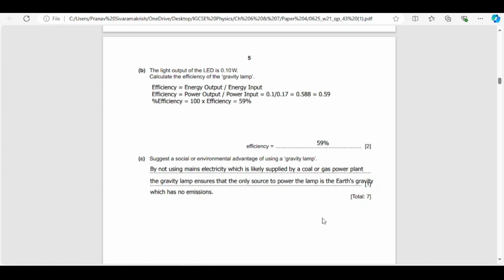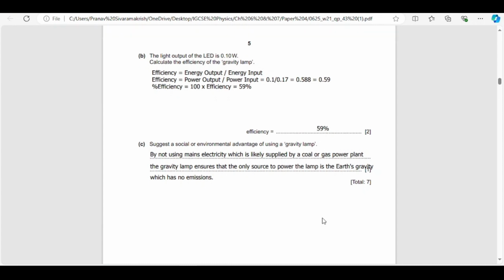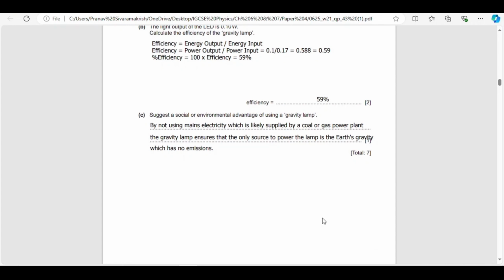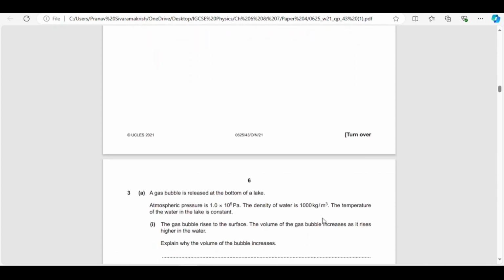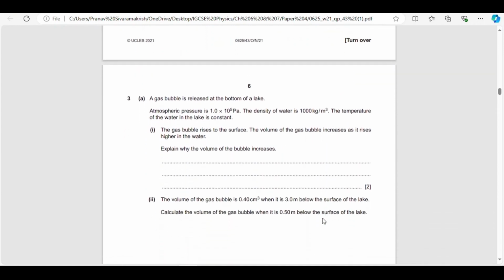But when you use a gravity lamp, you are literally just relying on the force of gravity that the Earth exerts on a load to generate the electricity that is then used in the lamp. So essentially it is good for the planet, and no one is working in environments where they're exposed to particulates and gases like carbon monoxide. So that's the advantage of that.